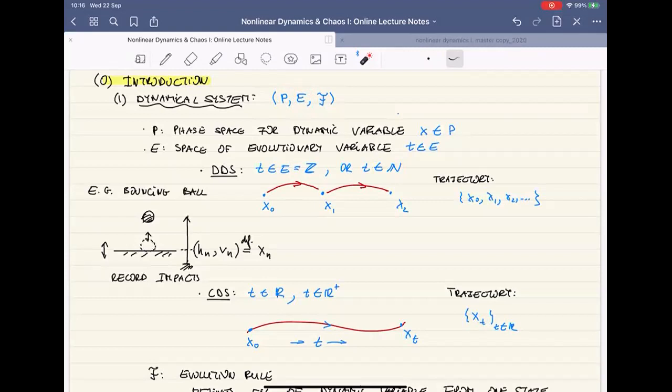In this class, it's going to be mostly or exclusively time, but very importantly, then you need an evolution rule, which tells you that as a function of the time ticking, how you are moving from one given state of the dynamical system to another state of the same dynamical system. So that other state has to be in the same space.